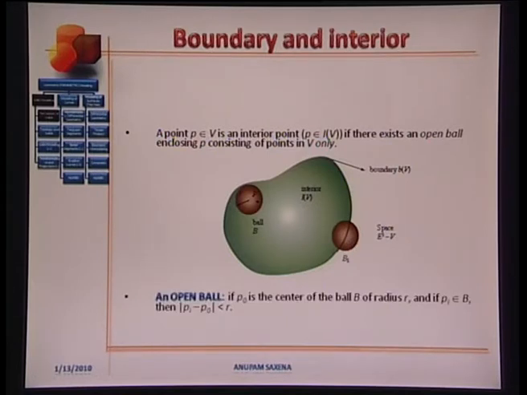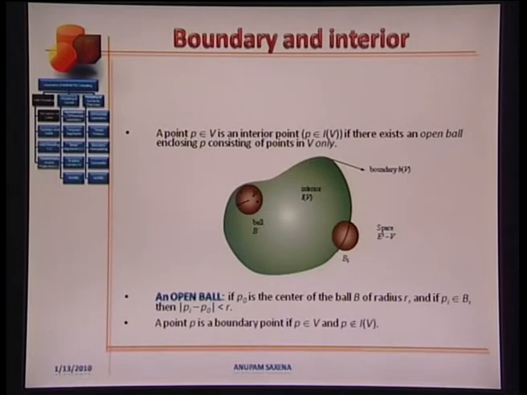If P sub 0 is the center of the ball B and the ball is of radius r, and if P sub i is a point that belongs to the ball B, then the distance between Pi and the center of the ball should be strictly smaller than the ball radius. An open ball can be considered to be a sphere without the surface.